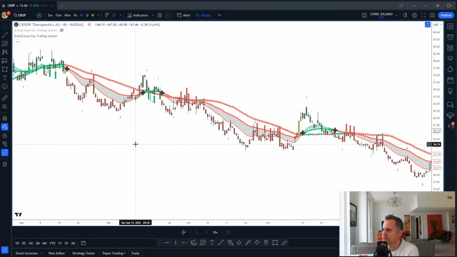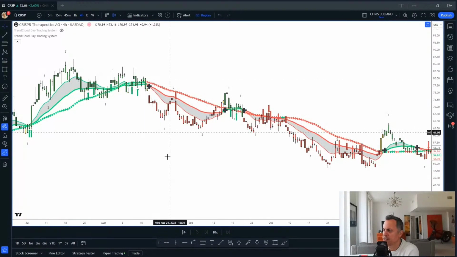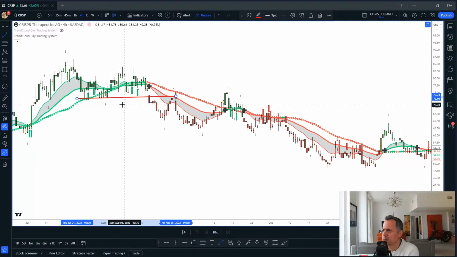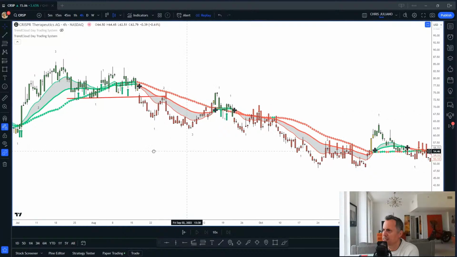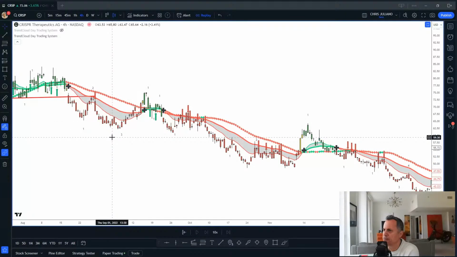I mean, look at this. Break to the downside, right? Right here. Break to the downside, broke through structure, came up, previous support becomes resistance. And there you go, right there. Get a signal down, pulls back, kind of hits the cloud, goes down, kind of bounces around, deep pullback inside of a downtrend. And we got another move down right here.